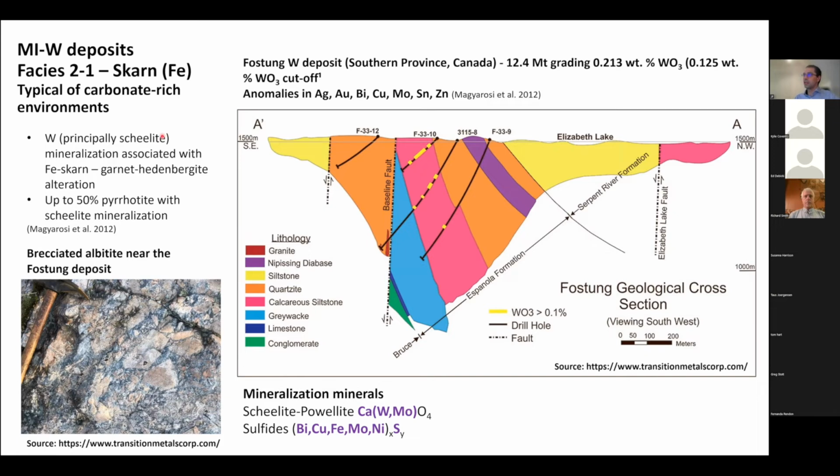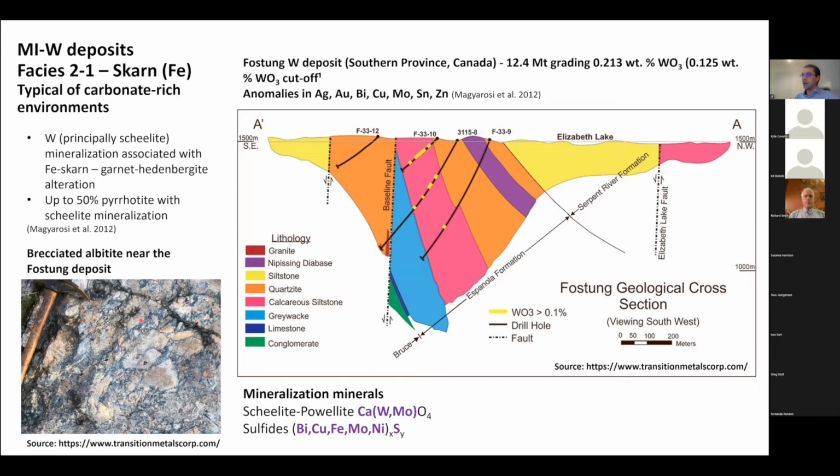At the Fostung deposit, when we look at the mineral assemblages associated with mineralization, they are mineral assemblages typical of an iron and alkali calcic alteration facies, with iron-rich clinopyroxene, hedenbergite, and garnet in association with tungsten. Also, there's a very strong component of iron sulfides in certain areas associated with scheelite mineralization. So we can transition from iron silicate to iron sulfide type of expression for this iron-rich metasomatic activity.